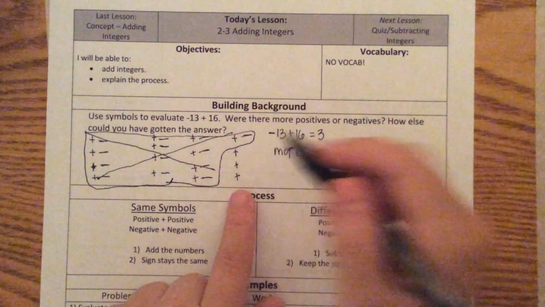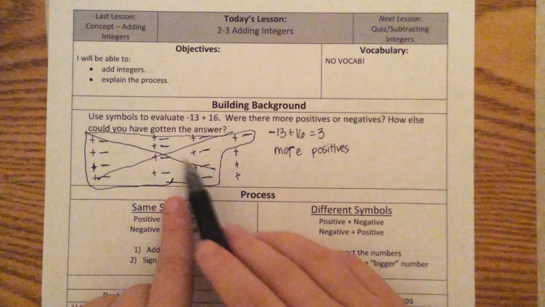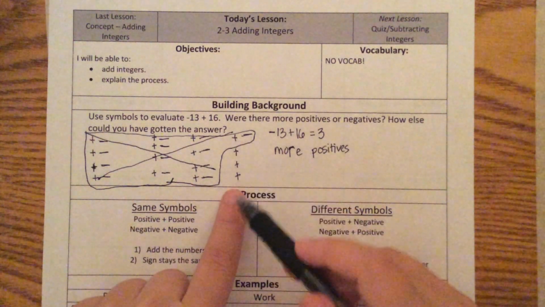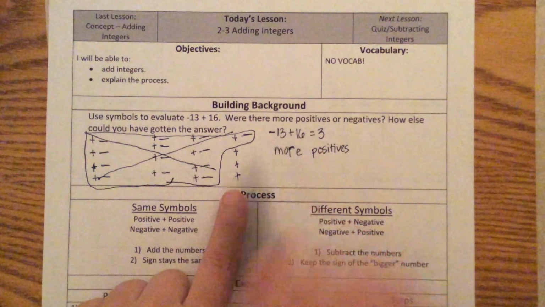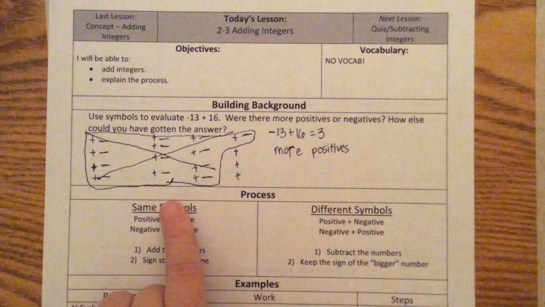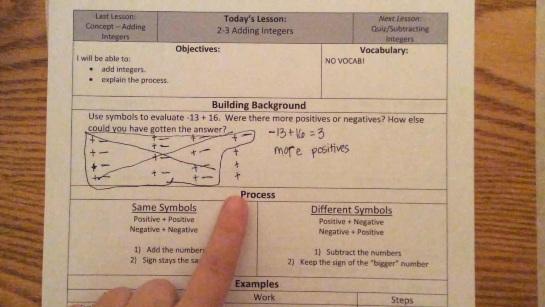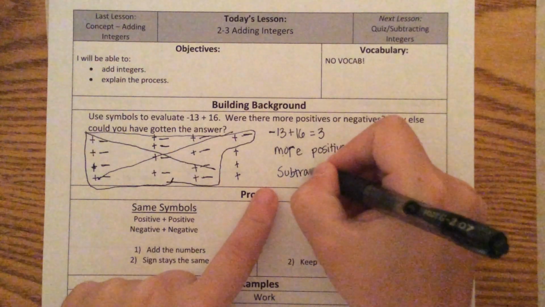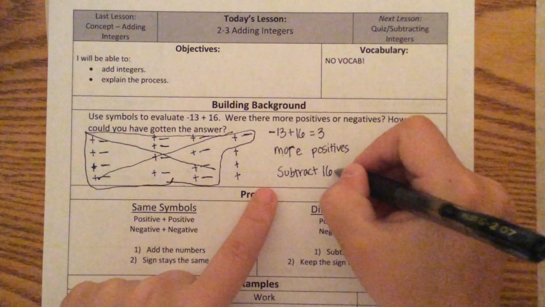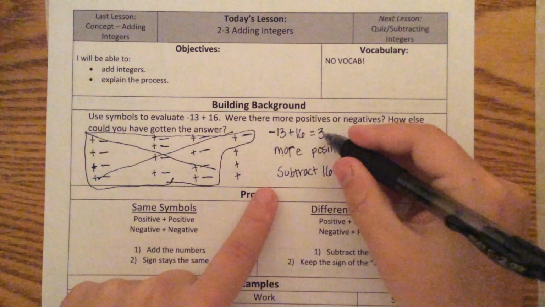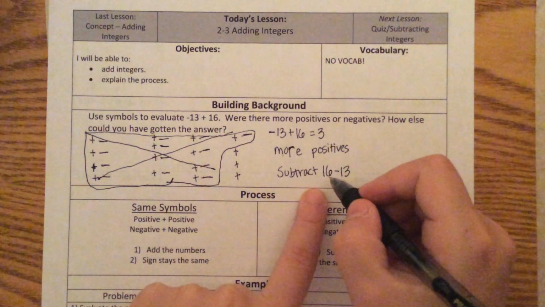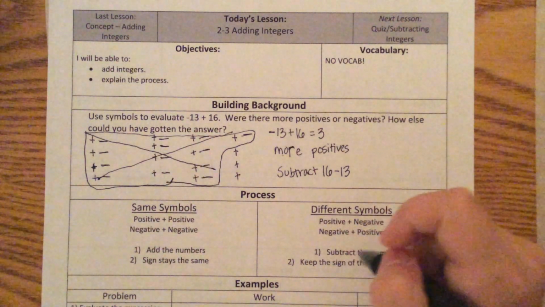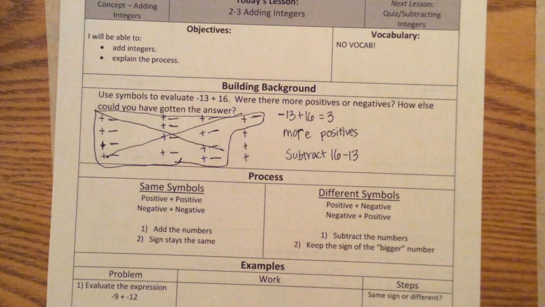And how else could we have gotten that answer? Well, when we got rid of all of these positives and negatives here, we really took 16 positives and we did 16 minus 13 because we took away 13 of those positives because there was 13 negatives. So we could have just subtracted 16 minus 13 because that would just give us 3, because we had 16 positives and we took away 13 because 13 of them had a negative. Okay, so that's kind of the idea here, is that we have some positives and negatives here.